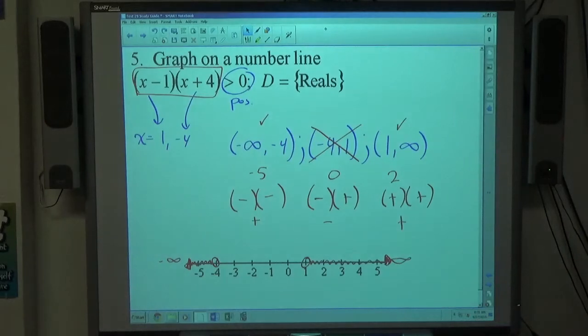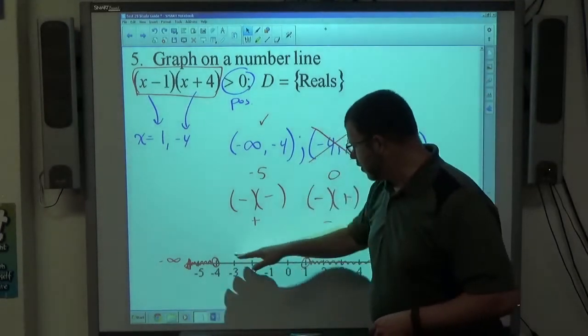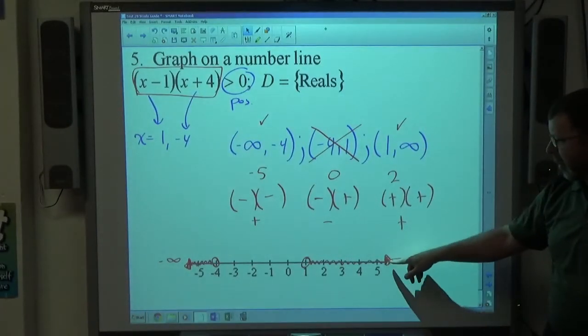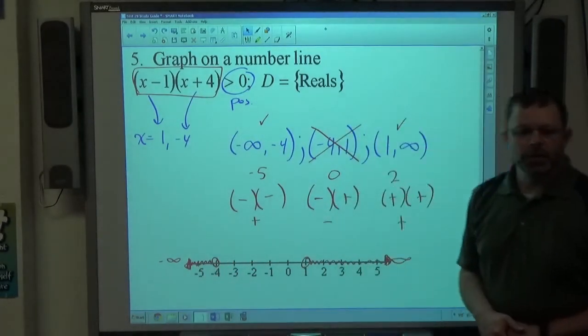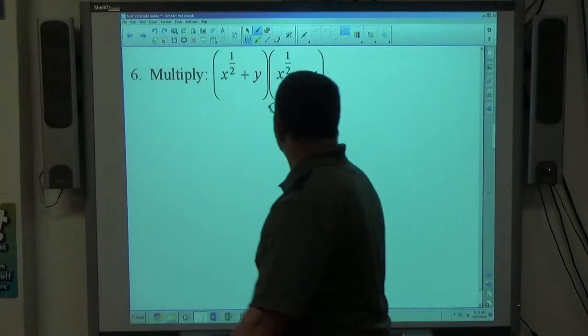So pay attention to the domain. If it's integers, dot, dot, dot, dot. If it's real numbers, open or closed circle, and then shade the right direction. If it had been this one, it would have been open, open, shade between. If it goes to infinity or negative infinity, just make sure the arrows get bolded in to represent movement down to that value. Number 6, multiply.